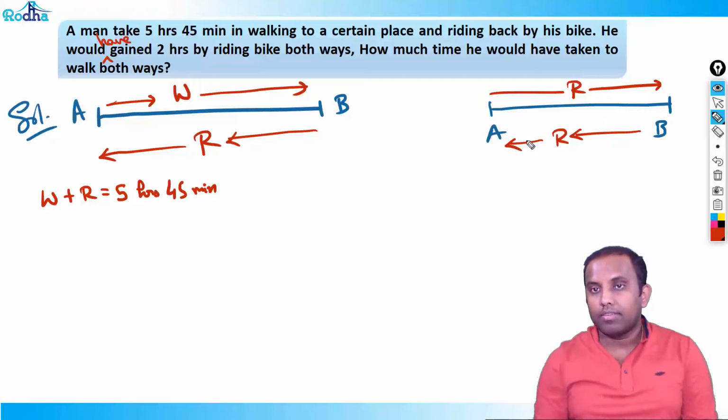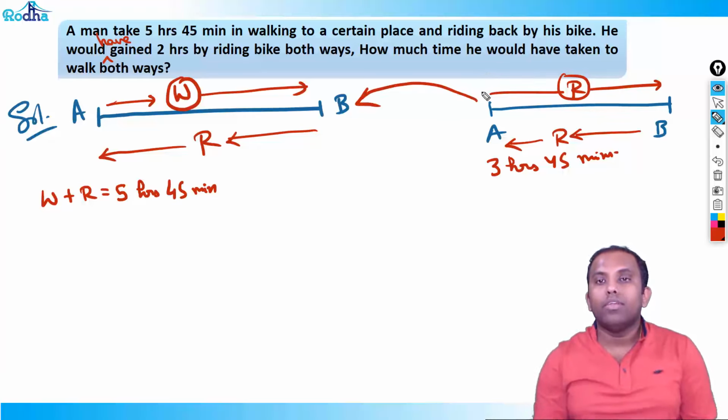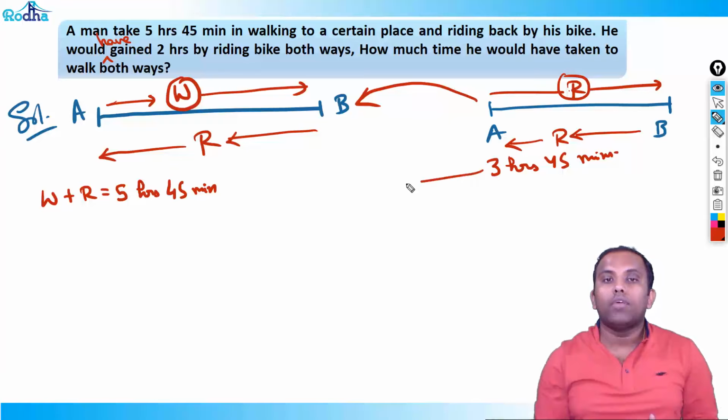That means he is now taking how much time? 3 hours 45 minutes, right? Gaining 2 hours means he took a time of 3 hours 45 minutes. The simple funda here is if one side walk is replaced by ride, he is gaining 2 hours. Or, if one side ride is replaced by walk, he is opting to walk, so he will take 2 hours extra.